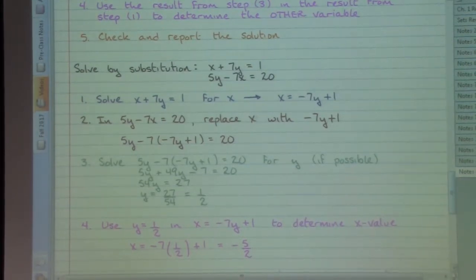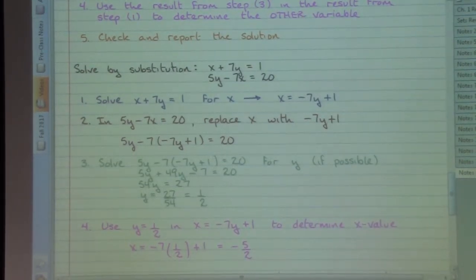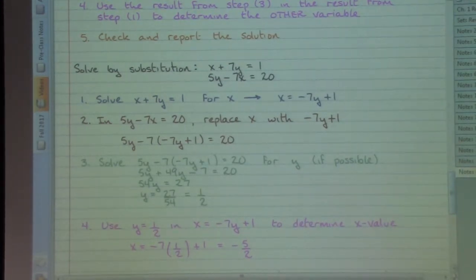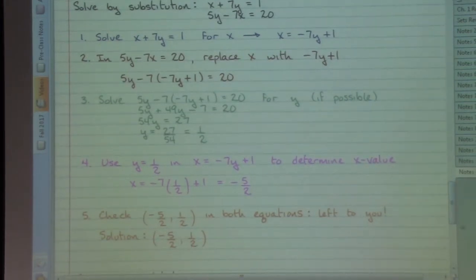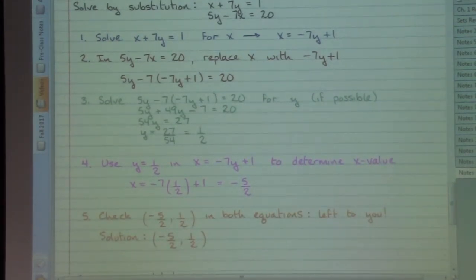We should have our answer, but notice there again in step 5, check, and then report. If we go through the time and trouble of checking both of those, we should find that that is in fact the correct solution.